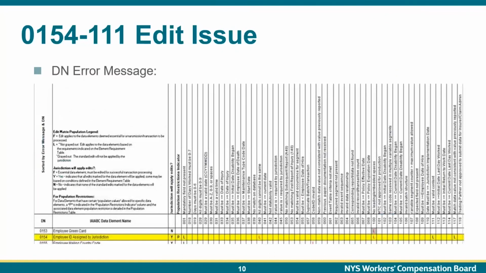This is just a copy of the DN error message table, just to show you for DN 154, employee ID assigned by jurisdiction. You'll see the errors there, such as the error 111 that I just mentioned on the slide before, must be valid content, and that goes back to having it in the specific algorithm that we have posted out on the website.